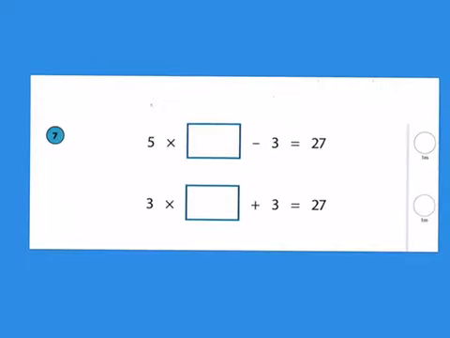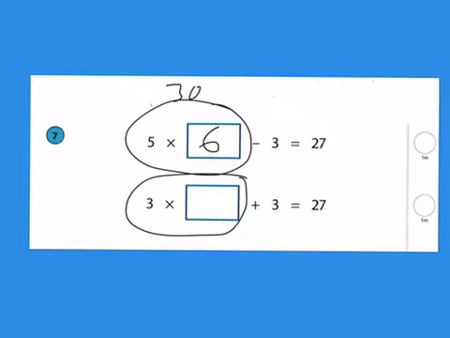So 5 times something take away 3 is 27. Right, so if it's take away 3, this bit must have been 30, because 30 take away 3 is 27. So 5 times 6 makes 30. And then this one here is 3 times something plus 3 is 27. So this number must be 24, because 24 plus 3 makes 27. So 3 8s are 24.